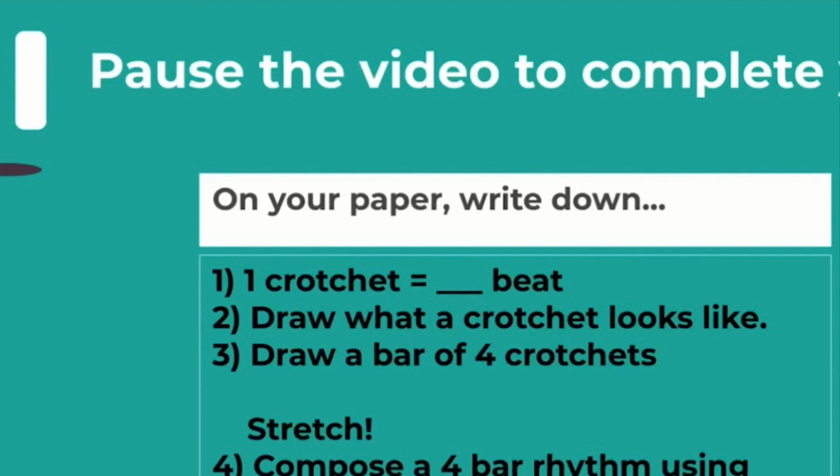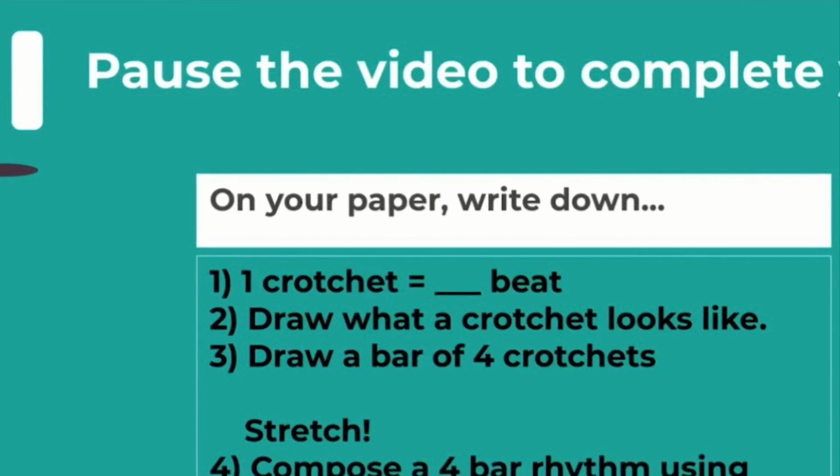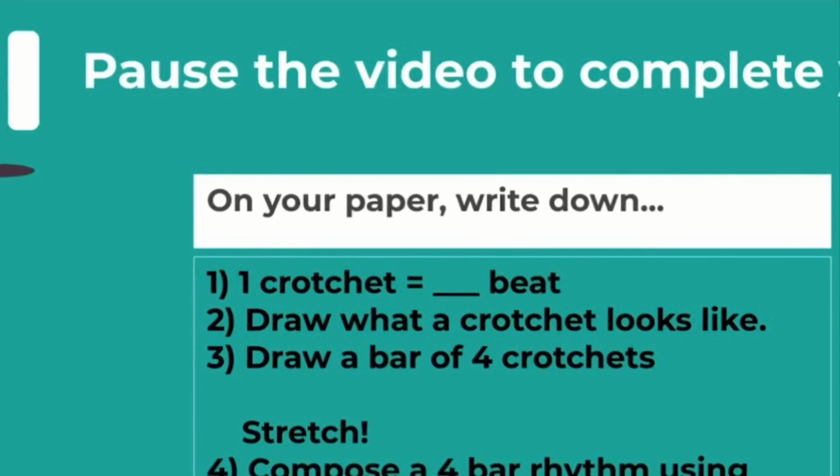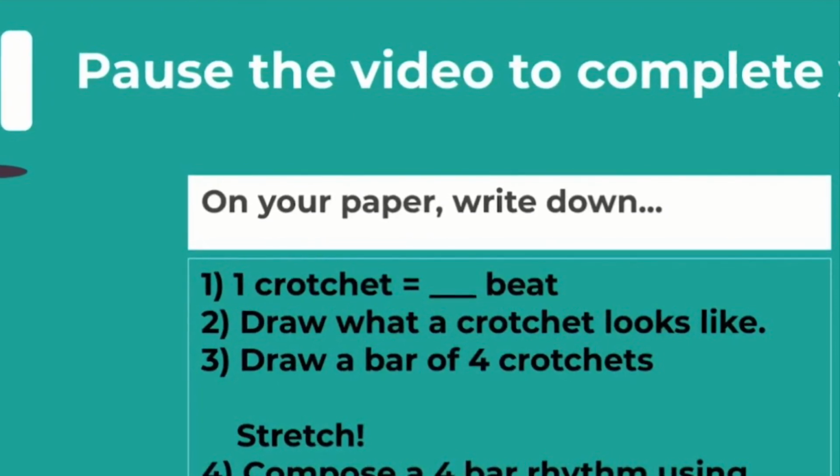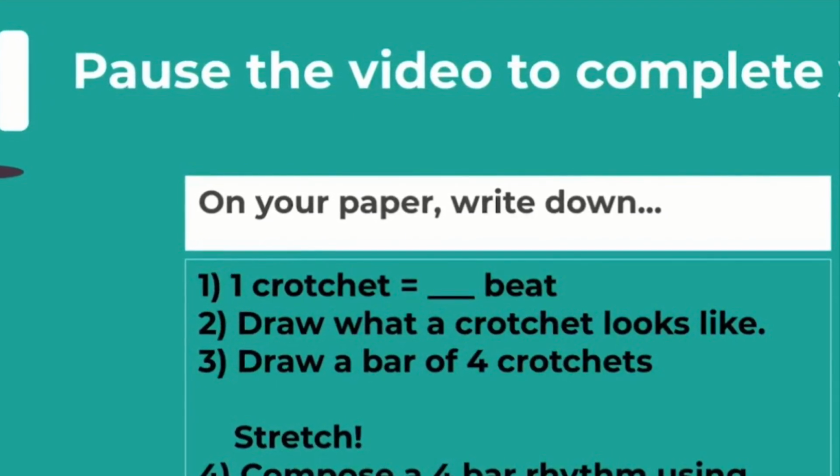Time to pause the video again. Fill in the answers just on your paper. So tell me what a crotchet is, draw what a crotchet looks like, and draw a bar of 4 crotchets.